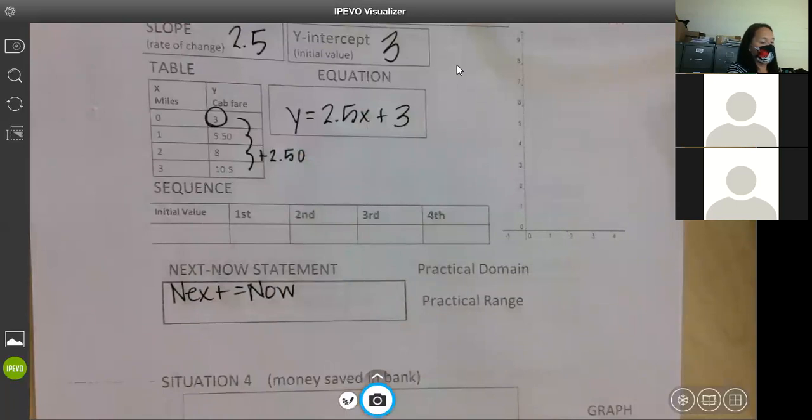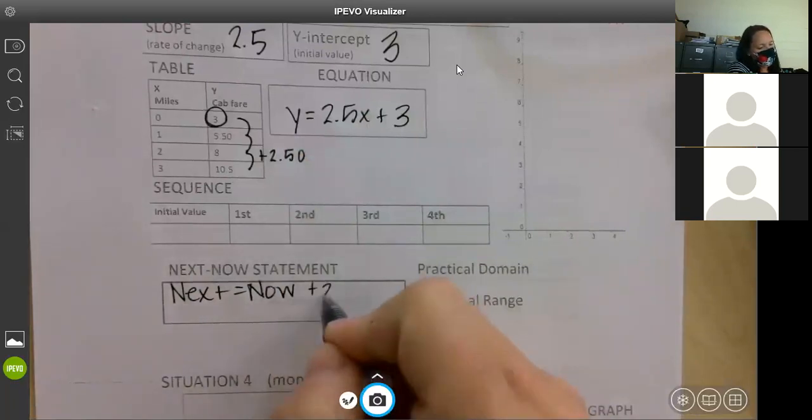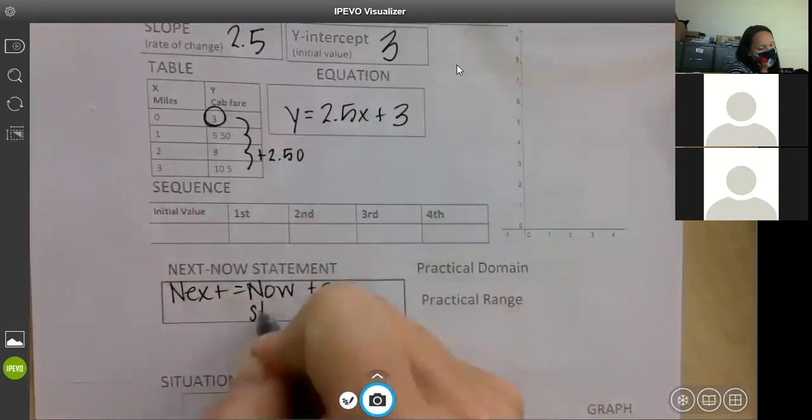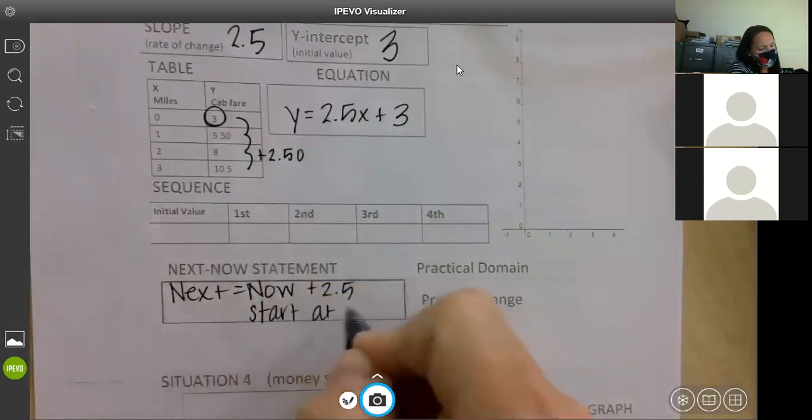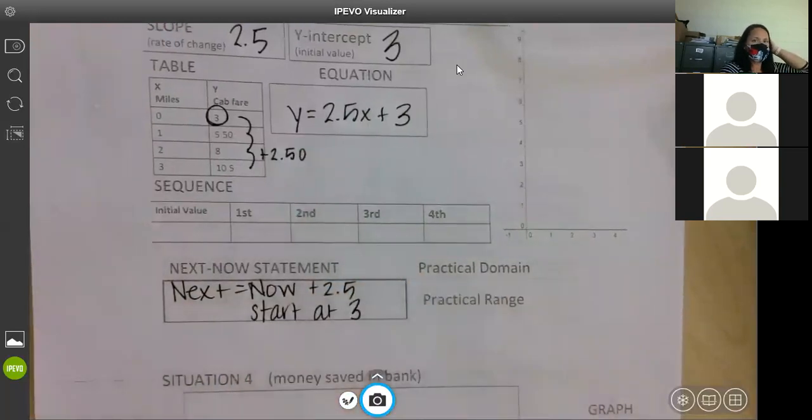Next equals now plus 2.5. Start at 3. Excellent. So at the top, when it's asking for a situation, it wants you to make a word problem. So you take a cab in the city, when you get in, the meter starts at 3. It costs $2.50 per mile. Something like that is what she wanted you to write up there, but we don't have to do that.